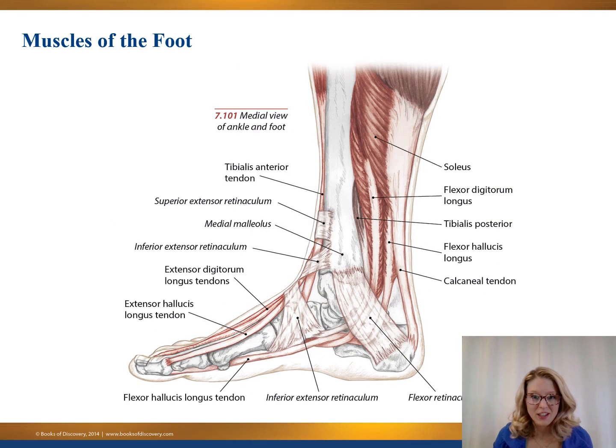Moving right along, again, this is just a quick little view of that medial malleolus that we have here of that tibia bone. And again, just notice there are inside calf muscles, and the tendons here wrap around the inside of that medial malleolus, or inside ankle bone.